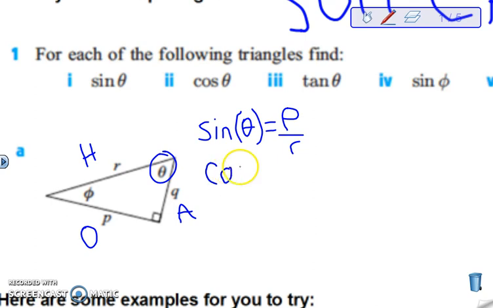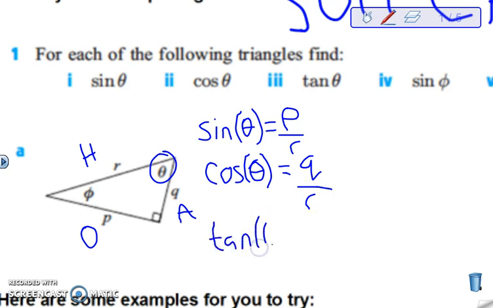All right, cosine theta. Cosine compares adjacent and hypotenuse, so it's going to be our Q and our R. And tangent compares our opposite and adjacent sides, so it's going to be P and Q.